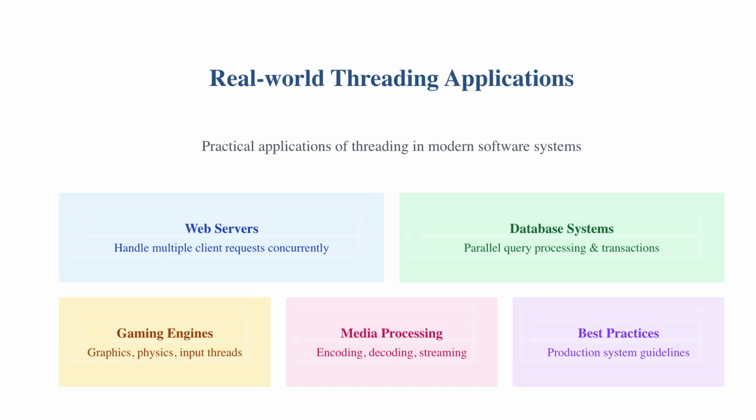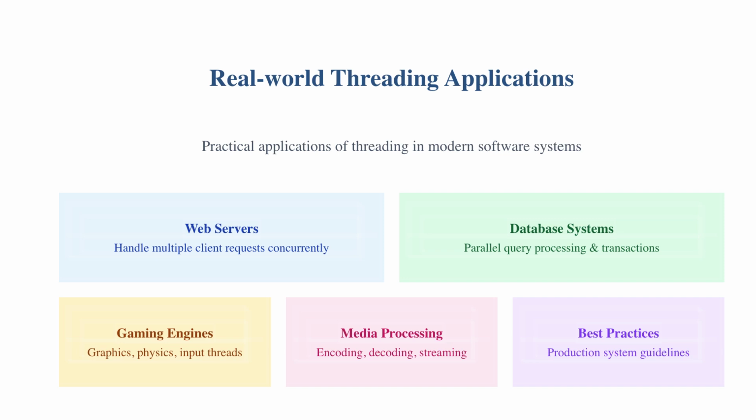Excellent. Now that we understand the theoretical foundations of deadlock prevention, let's explore how threading is actually applied in real-world software systems. This final section will show you where all these concepts come together in practice. First, let's look at web servers, one of the most common applications of threading. Modern web servers like Apache and Nginx handle thousands of concurrent client requests by creating separate threads for each connection. This allows them to serve multiple users simultaneously without blocking.